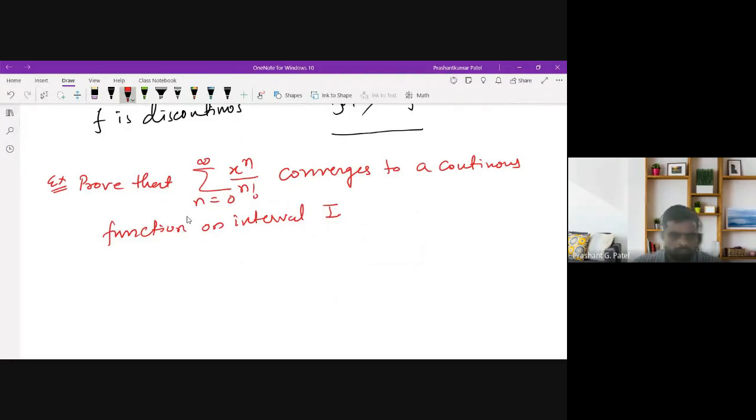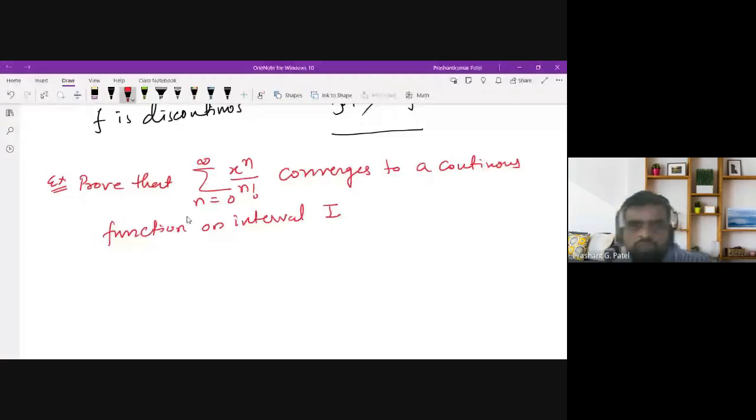So if you want to prove that this series converges to some continuous function, you have to prove that this series is uniformly convergent, because each term x power n upon n factorial is continuous, as it is a polynomial kind of function. So once I can prove that this series is uniformly convergent, then we are through. To prove that, we have to use the Weierstrass M test.